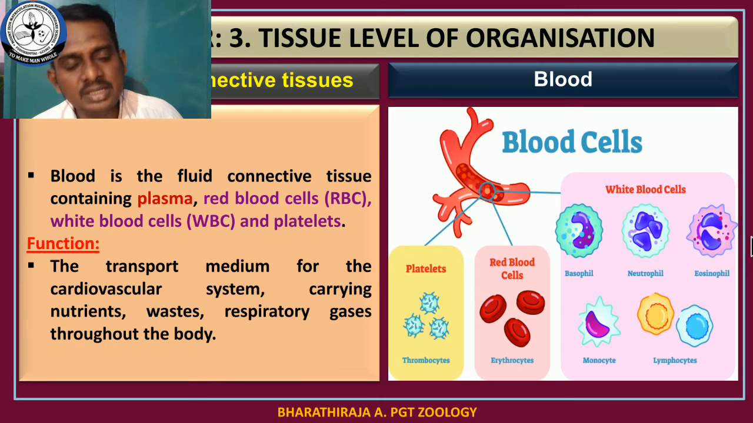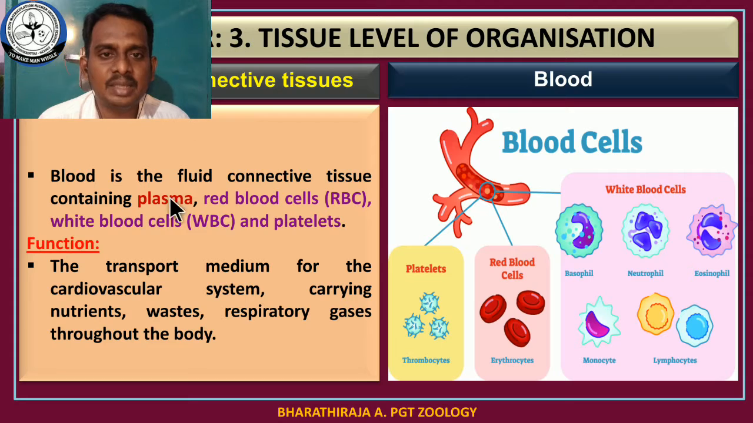Blood is a connective tissue because it contains plasma, which is the matrix substance, and also contains the blood cells. Blood cells are a major part of the blood. The main function of blood is that it is a transport medium. It acts as a transport medium for the cardiovascular system, carrying nutrients, carrying waste and carrying respiratory gases throughout the body. During that process, it also connects the various parts of our body. That is the reason blood is also considered a connective tissue.